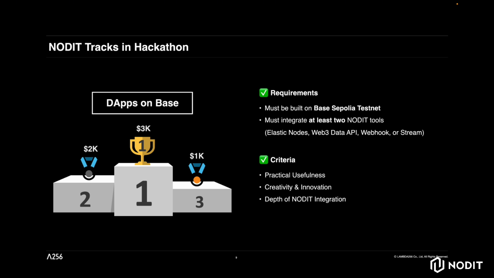If you want to participate in this track, your app must be built on Base Sepolia testnet, and you must use 2 Nodit features. The project will be judged on usefulness, creativity, and how well you integrate Nodit features. If you are planning to build something exciting on Base chain, this is the one for you.